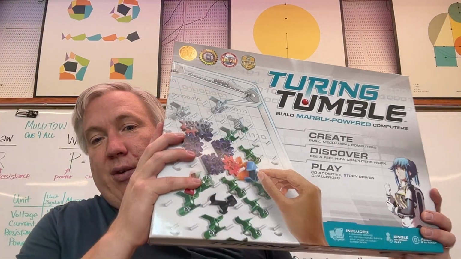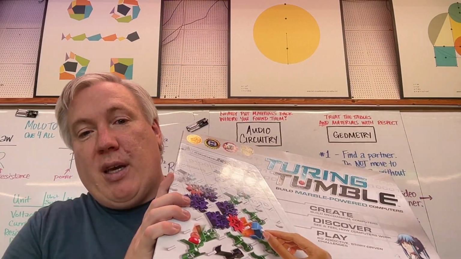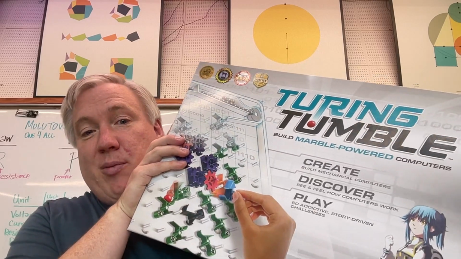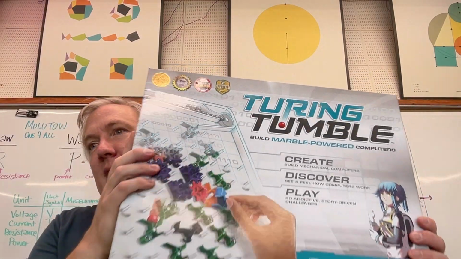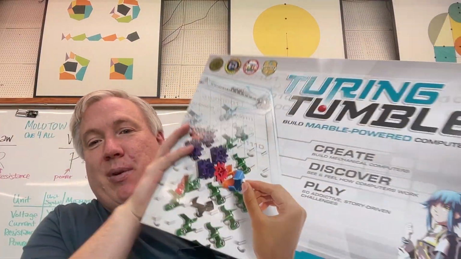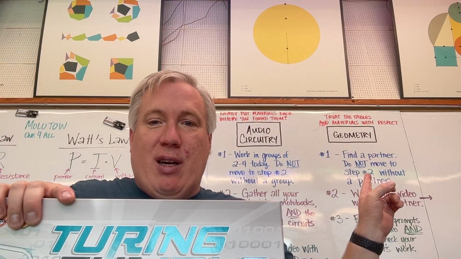Okay, so this game, Turn Tumble, is a computational logic game that uses the properties of gravity and geometry to be a computer, to make a computer. Some of you may have played this. I mean, it's for children ages 8 and up. So this is something that you and your partner, and I said partner up there on the instructions, if you see it right there, it says find a partner, do not move on. You and your partner can do together.